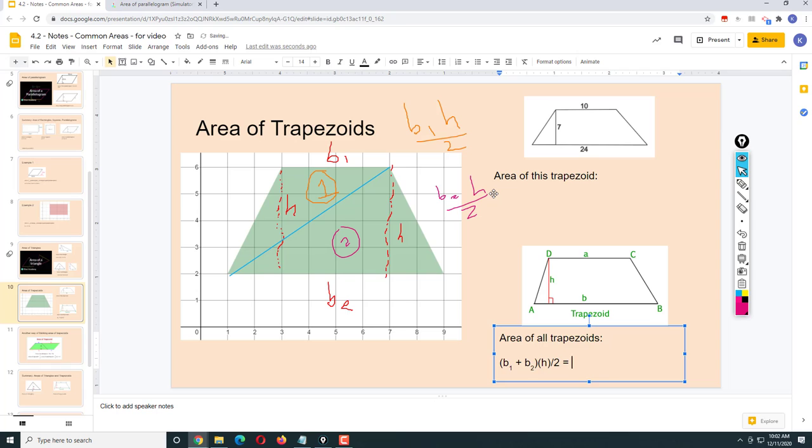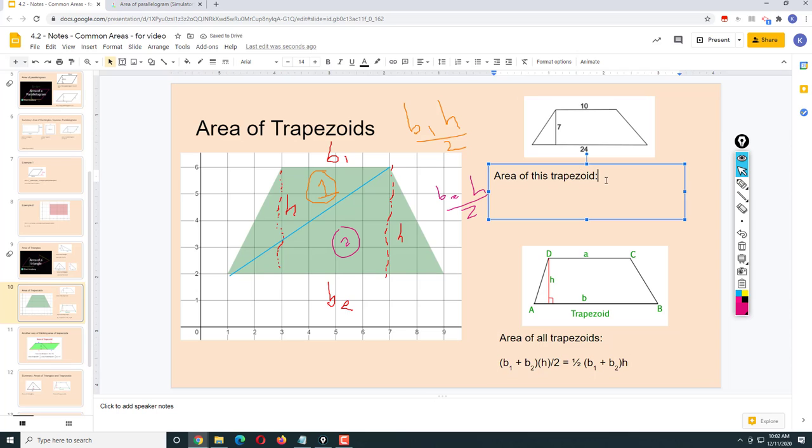You can also write this as 1/2 times B1 plus B2 times h. So the area of the trapezoid will be 10 plus 24 times 7 divided by 2. Okay.